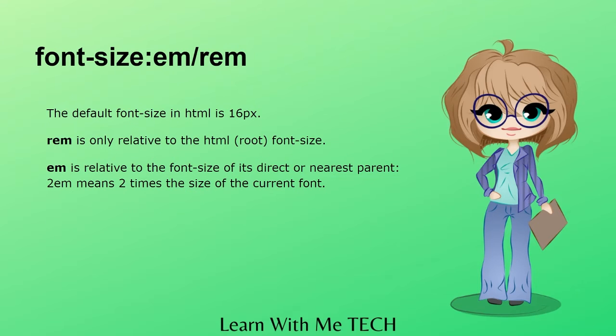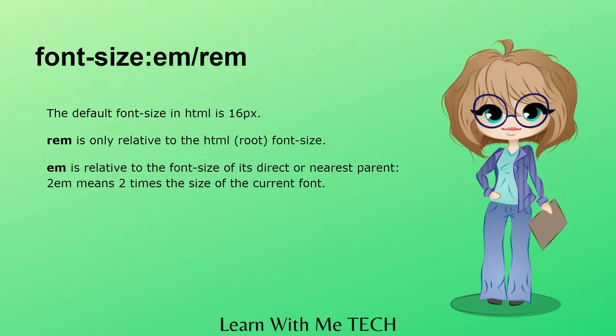Using auto will horizontally center the element within its container. So for font size, we have em and rem. Those are two things that we can use. You can also use pixels and I believe percentages, but in this one I'm using a rem. The default font size in HTML is 16 pixels. So a rem is relative to the default or the root font size. Em is relative to the font size of its direct or nearest parent.